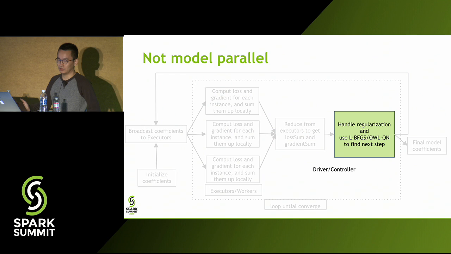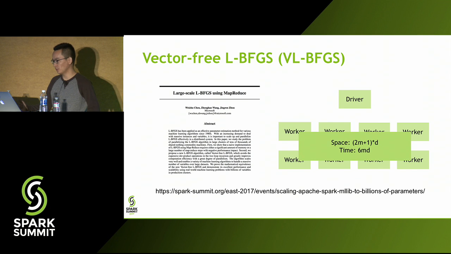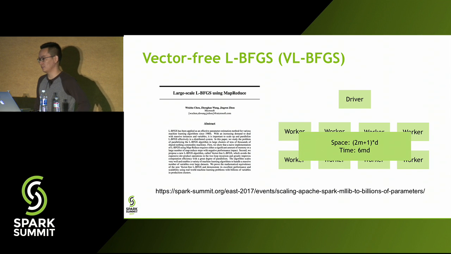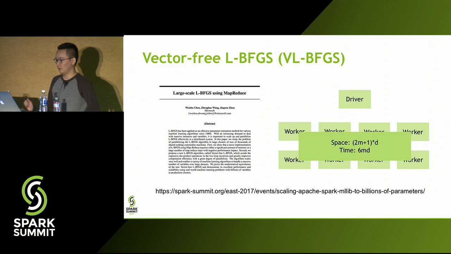I heard a lot of Spark users complain that the MLlib model is not model parallel, it's only data parallel, which restricts the usage of MLlib in their use cases. So we developed an open source vector-free L-BFGS. We call it VL-BFGS on Spark, which eliminates these restrictions to make both data and model parallel. We implemented VL-BFGS on Spark under the inspiration of this paper. This paper was first released by Microsoft.